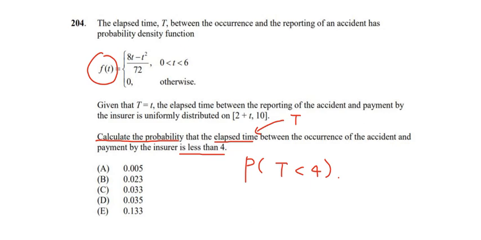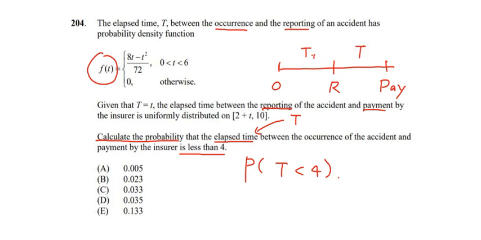Oh, I'm sorry. This t is not between here and here. This is not so simple. This t is, let's say, between occurrence and report. So this is t. And for given t between reporting and payment, here's the payment. This is another t, another time.